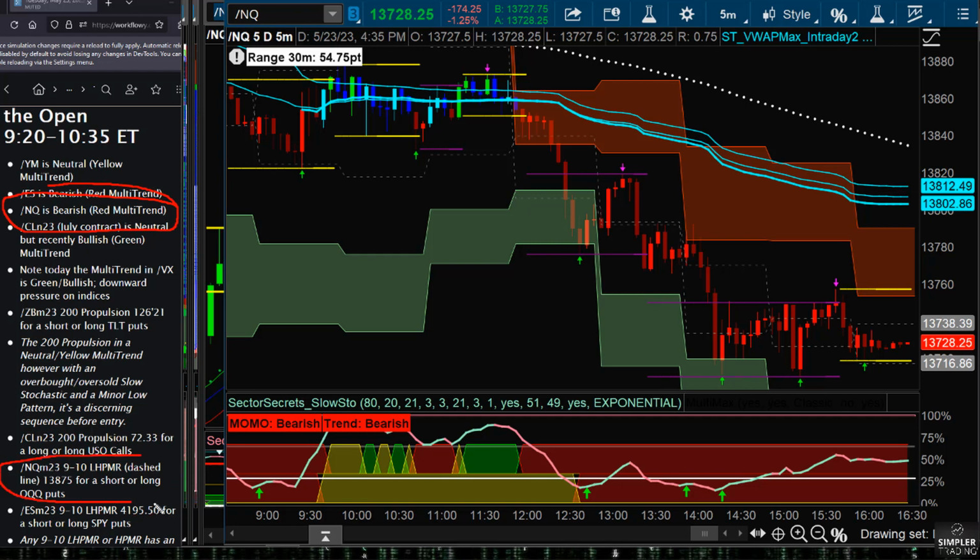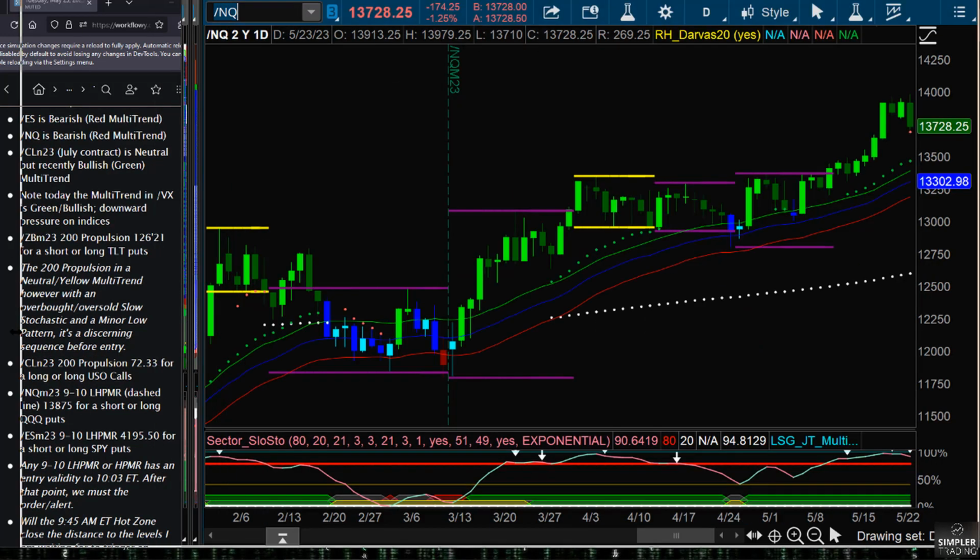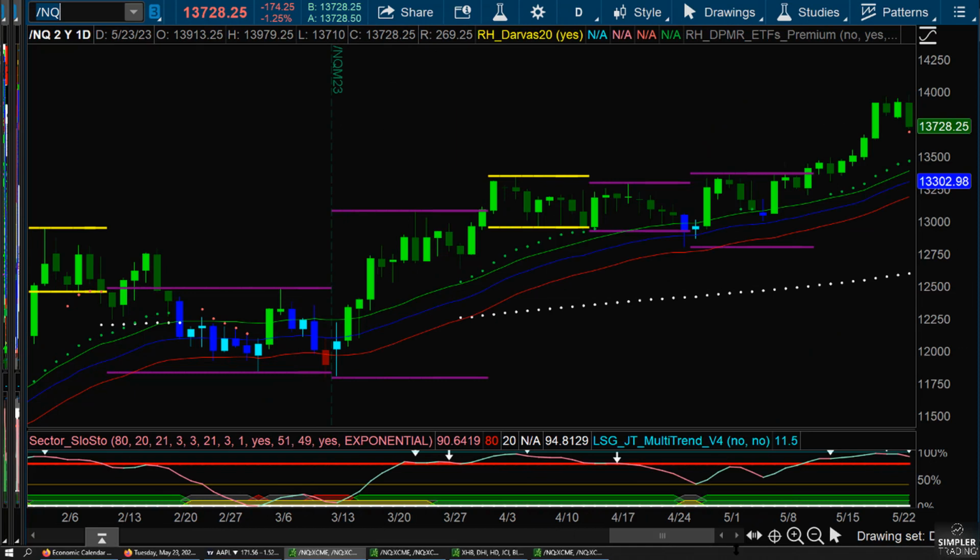And right in here, before we get to the level, we said, look, if we can get to the dashed line, which is right up in here, the dashed line of the HPMR, the LHPMR, which is the least of the volatility ranges for the PMR, so 13,875. We also had something similar for the S&P. You can see that here at the bottom of the screen. And this had to trigger by 10:03. So that's the whole idea of this trade.